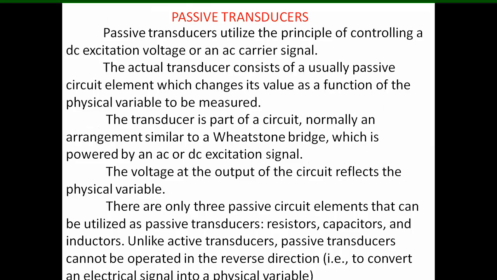Coming to the next category, passive transducers. Passive transducers work on the basic principle of controlling the applied excitation voltage or an AC carrier signal. We can control these externally applied signals, and based upon that, we can identify the effect of the physical variable. The measured signal is determined by the effect on the applied signals.